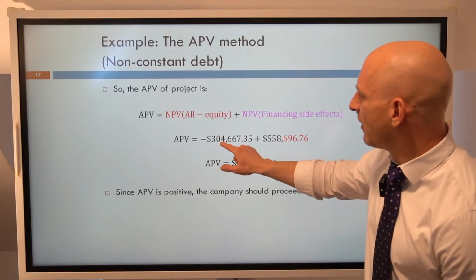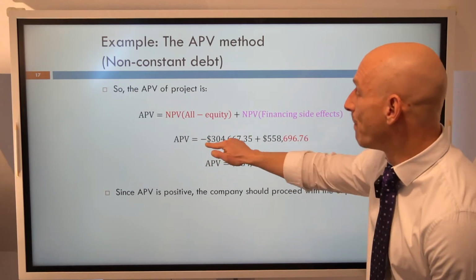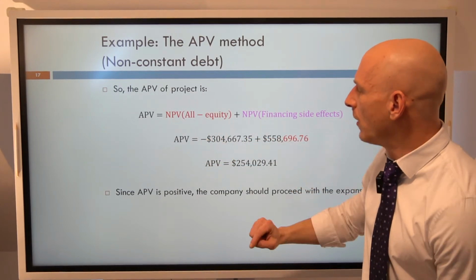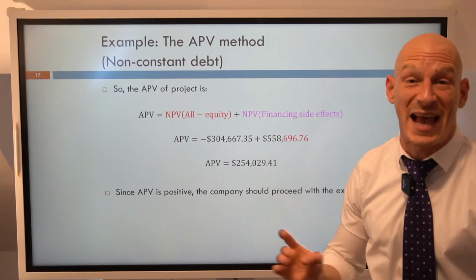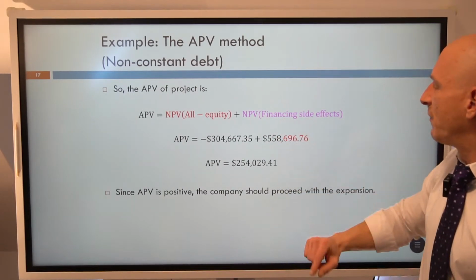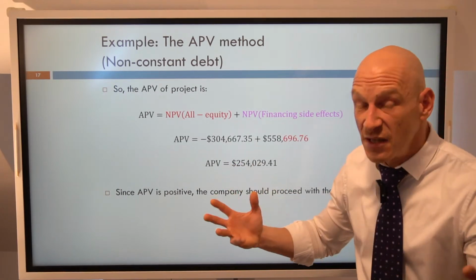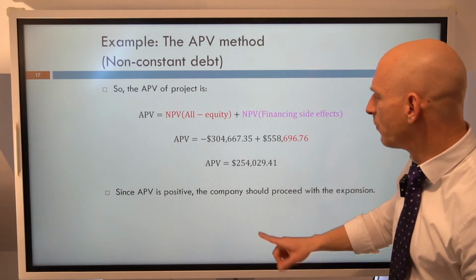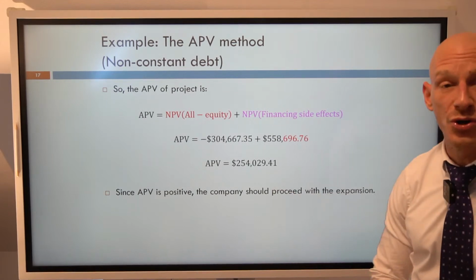We have calculated the net present value of the all equity base case as negative actually, minus 304. And we have separately calculated the net present value only of the financing side effects, 558. So the total adjusted present value, the net present value of the project, would be plus 254,000. Should we do the project or not?